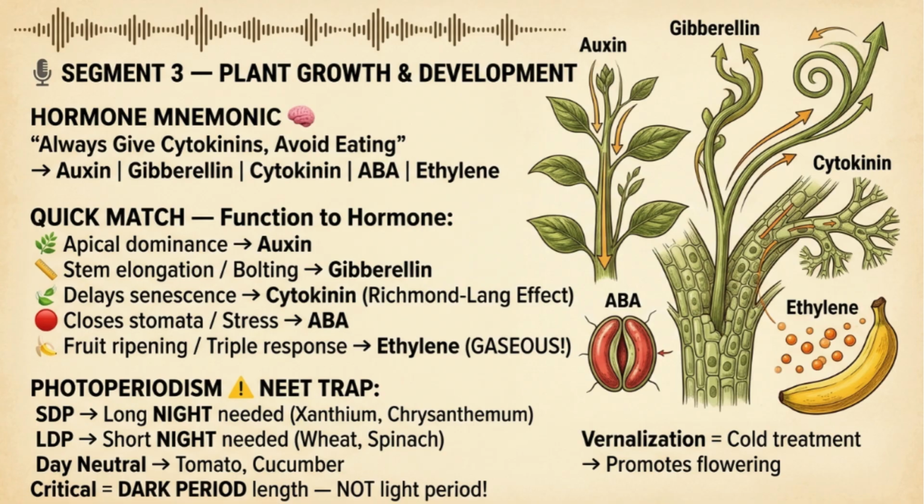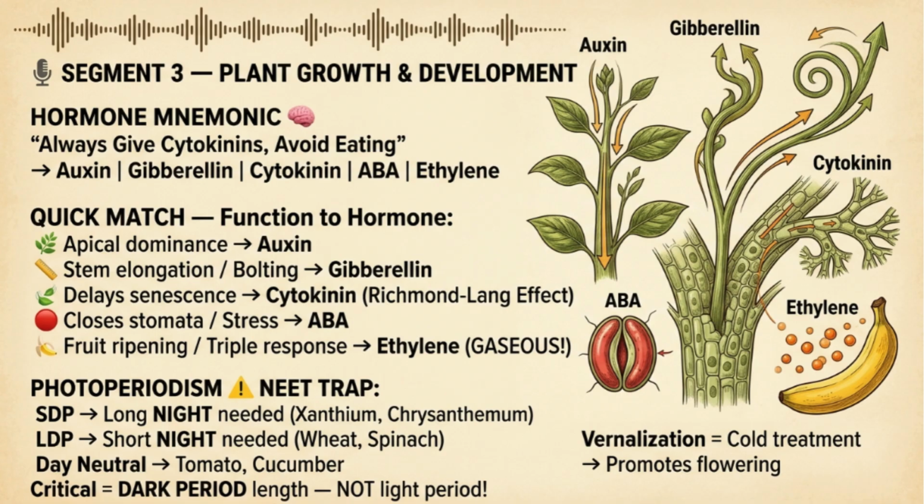Say this with me. Always give cytokinins, avoid eating. That maps to auxin, gibberellin, cytokinin, ABA, ethylene. 5 hormones, 1 sentence. Now I'm going to describe a scenario. You name the hormone before I do.